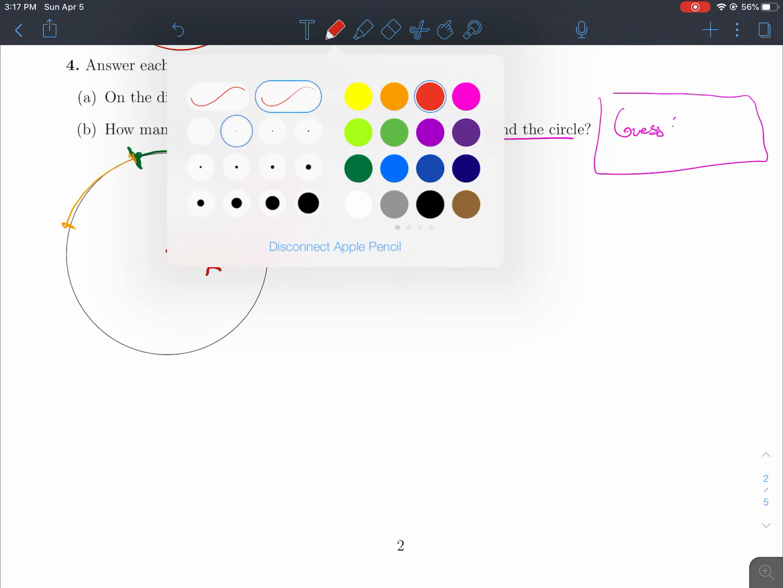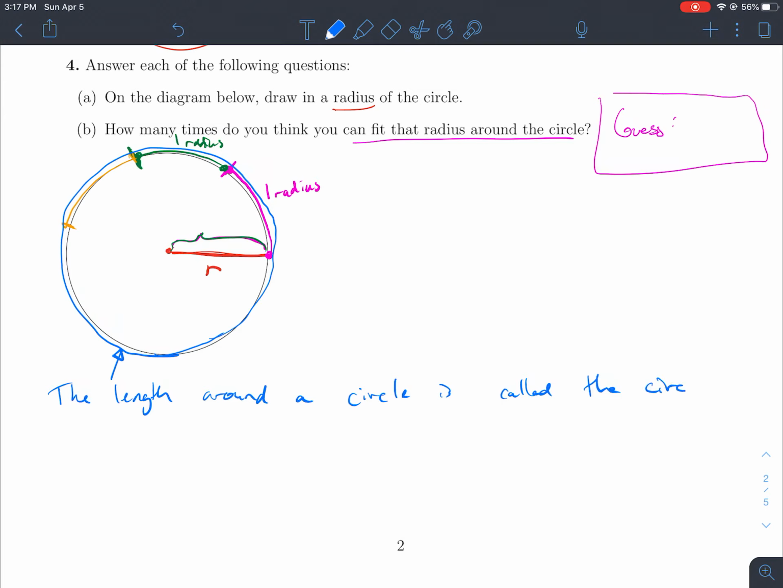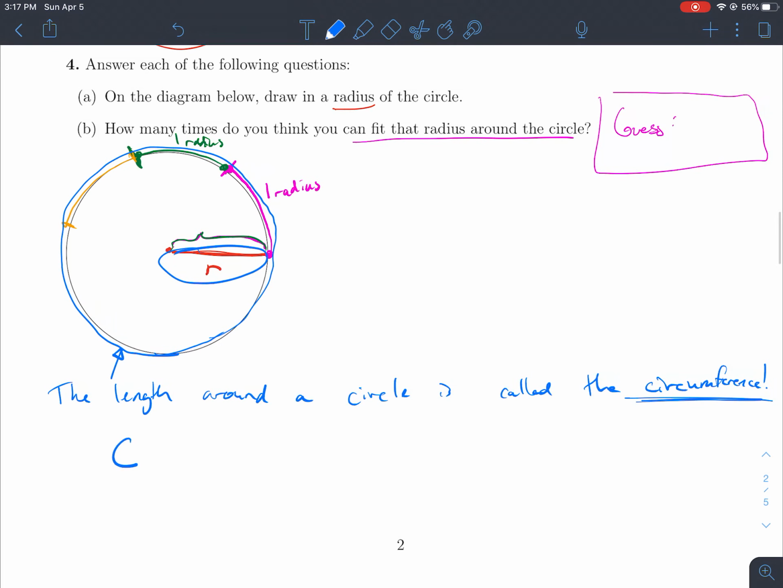If you remember from maybe Algebra 2 or Algebra 1 or geometry class, the distance around a circle, this whole thing, has a name. The length around a circle is called the circumference. And there's a formula that connects the circumference to the radius. That formula is the circumference of a circle is equal to 2 pi times the radius.